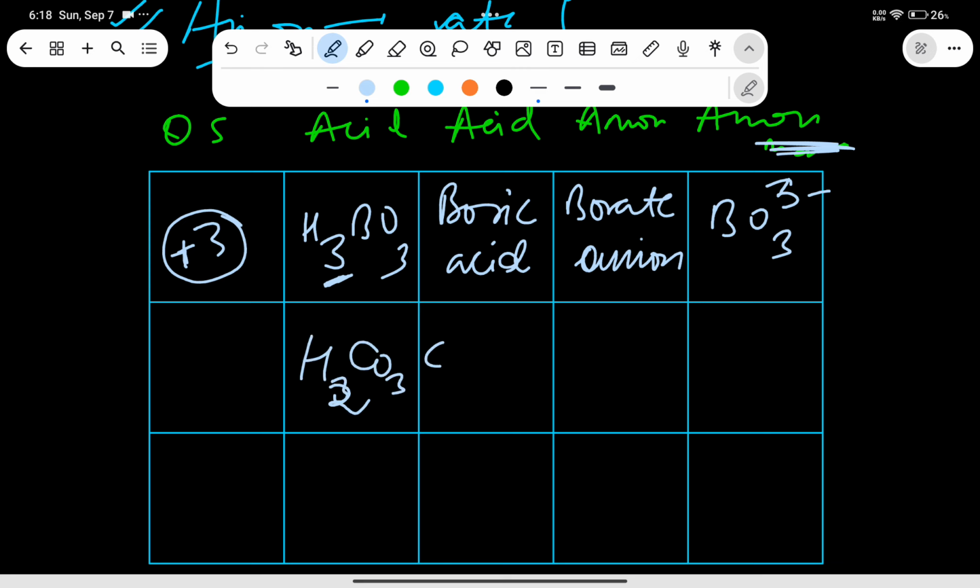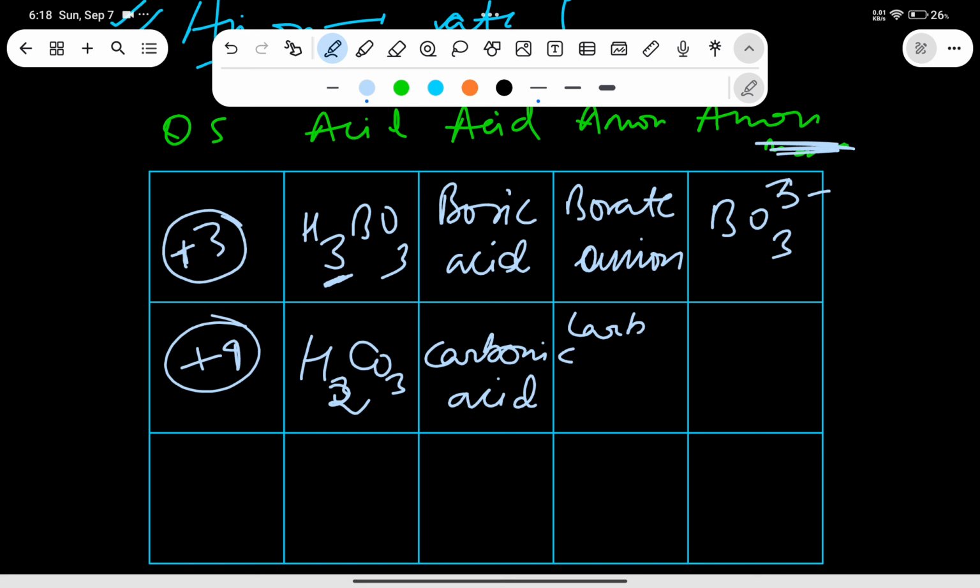Similarly, we have H2CO3, which is obviously carbonic acid. Why? Because it has only one oxidation state: 6 minus 2, which is plus 4. It would be the carbonate ion, because it ends with ic. And similarly, we have CO3 2 minus.